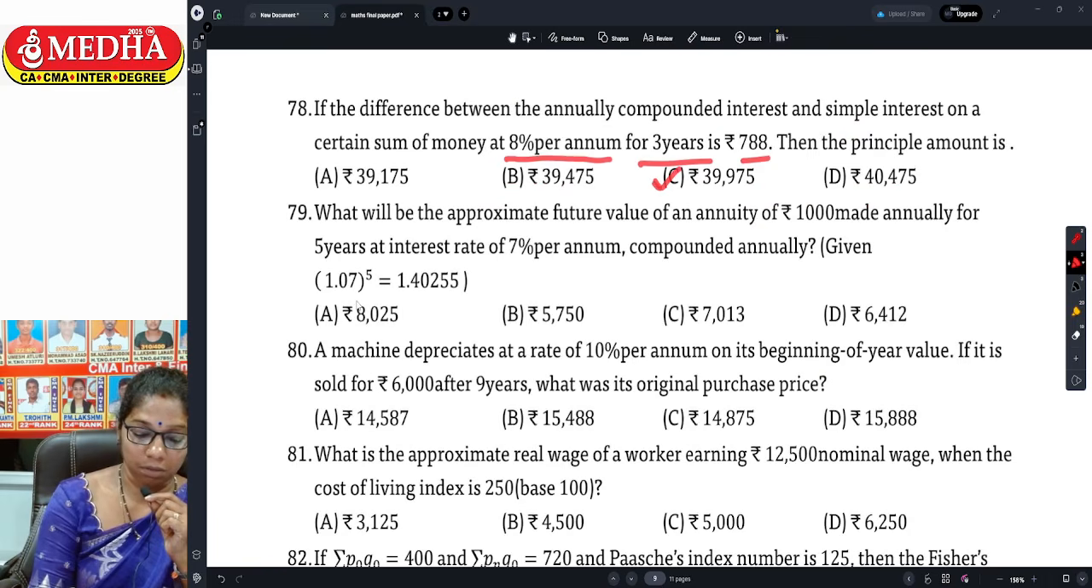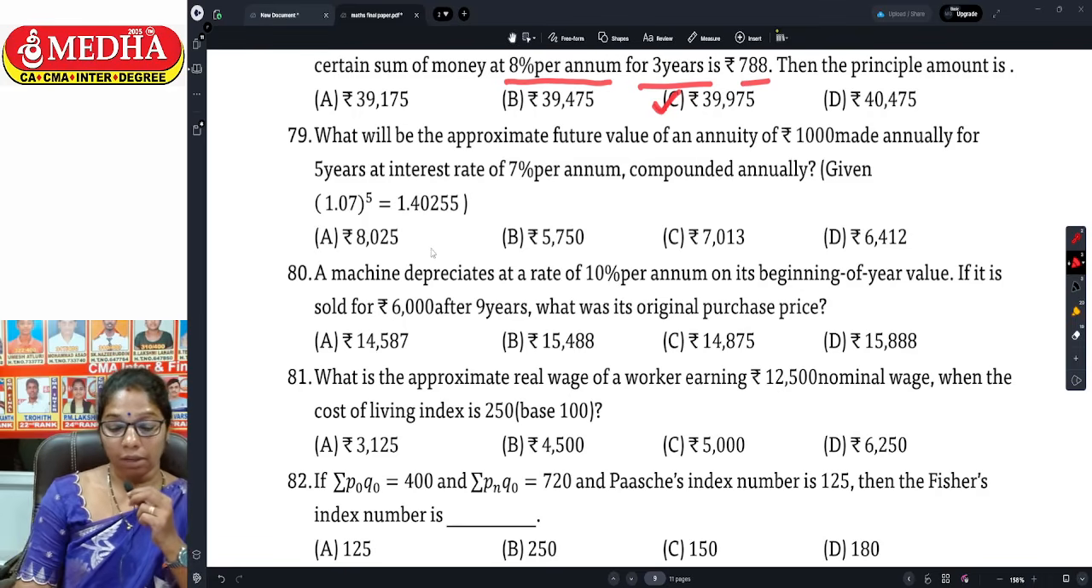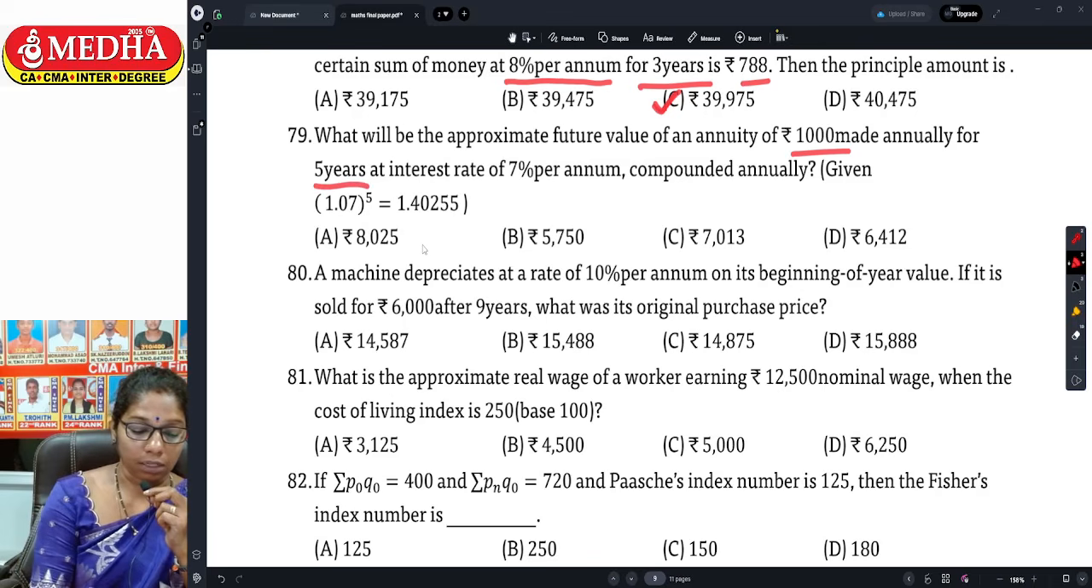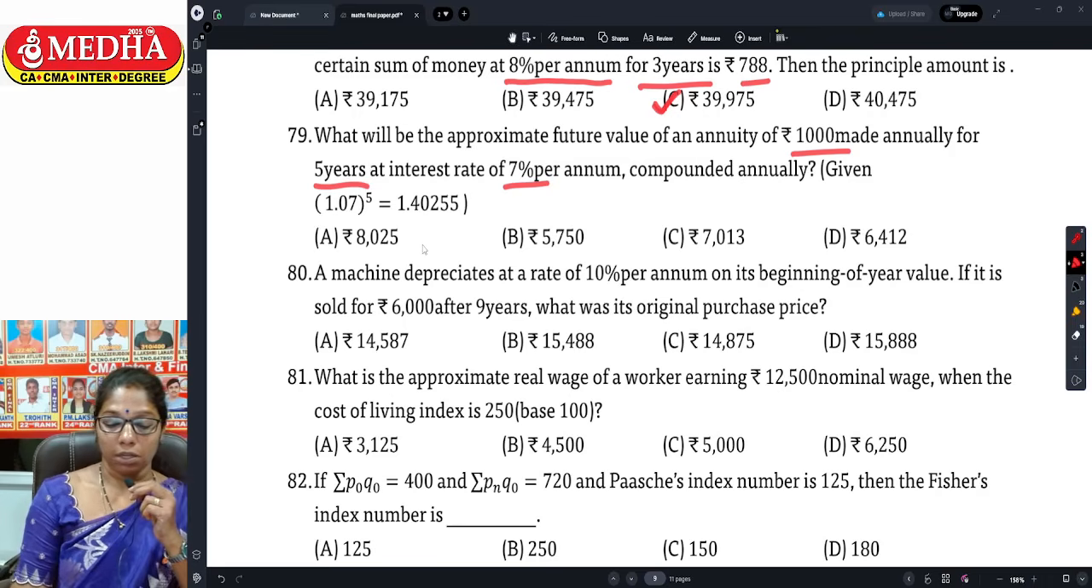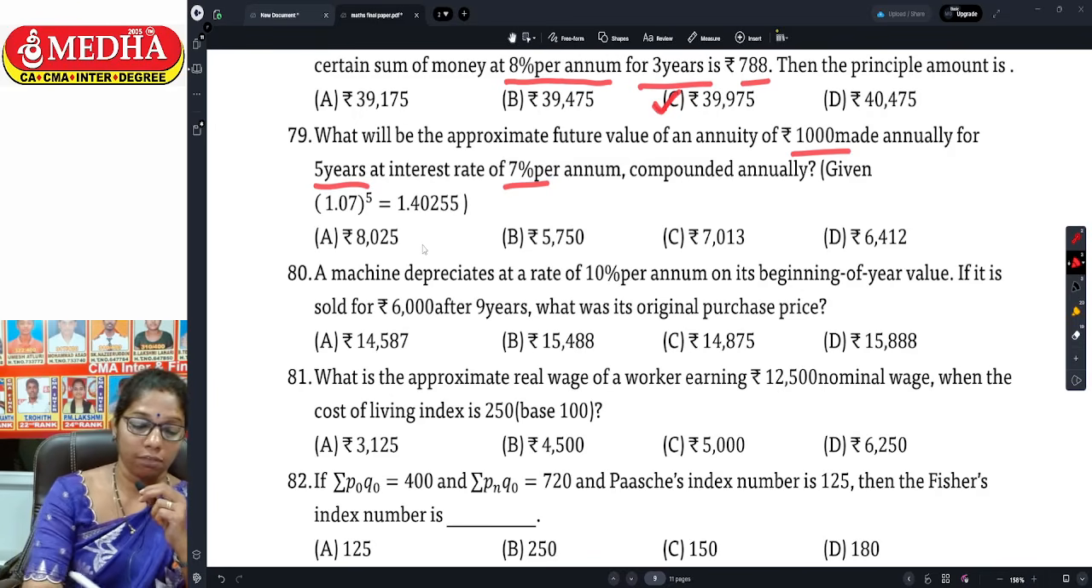39,975 rupees. This is the next question. What will be the approximate future value of an annuity of 1000 made annually for 5 years at the rate of 7% per annum compounded annually? So this is a direct question: what is the future value of an annuity of 1000 rupees? The installment is 1000, 5 years of time and the rate percent are given, and we need to find out the future value of the annuity.